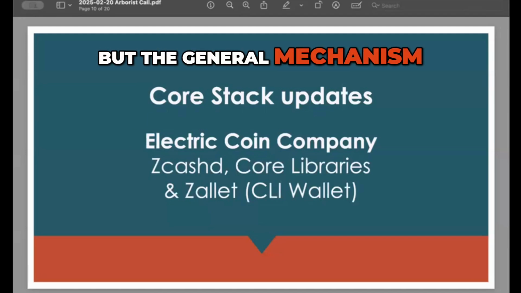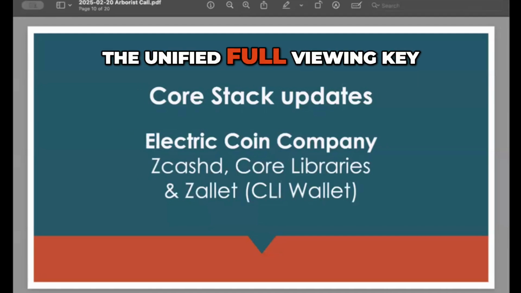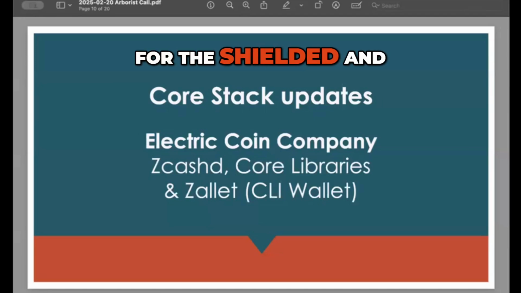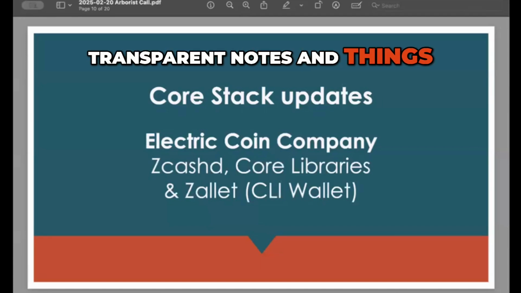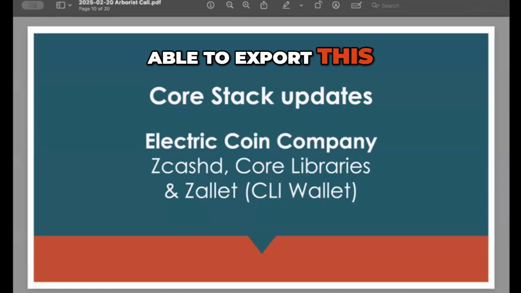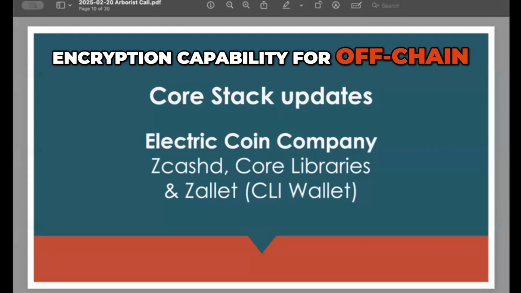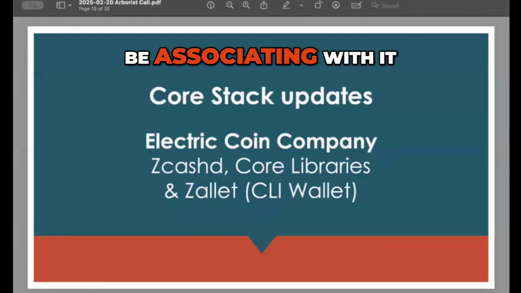But the general mechanism is that when you're exporting the unified full viewing key, which is what gives you the view capability for the shielded and transparent notes and things, they will also be able to export this account metadata key, which gives you the encryption capability for off-chain metadata that wallets might be associating with it.